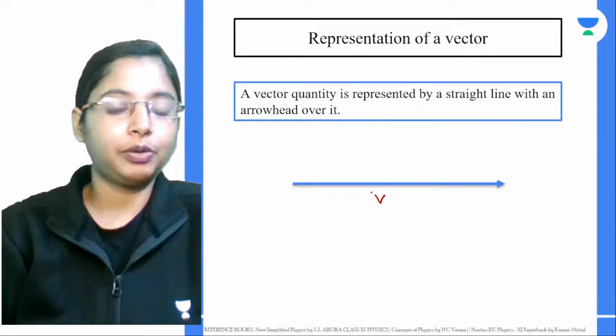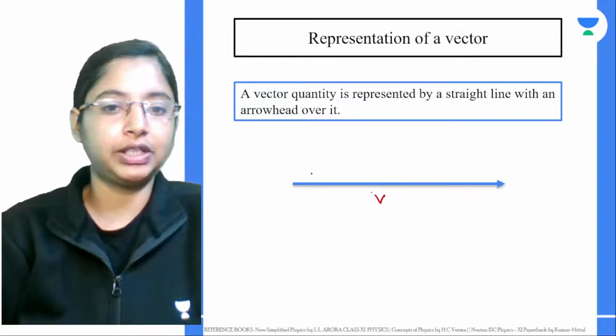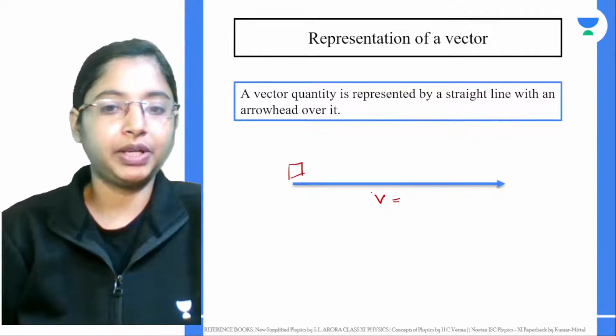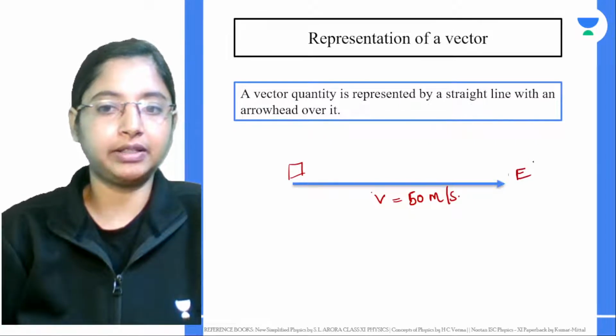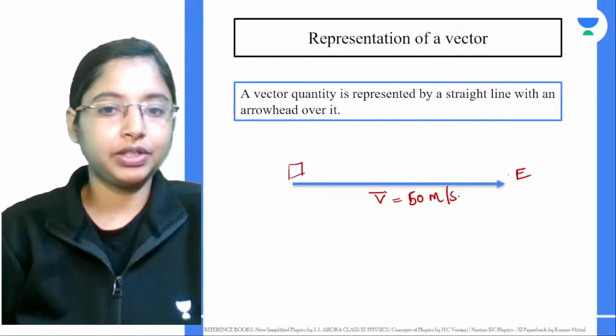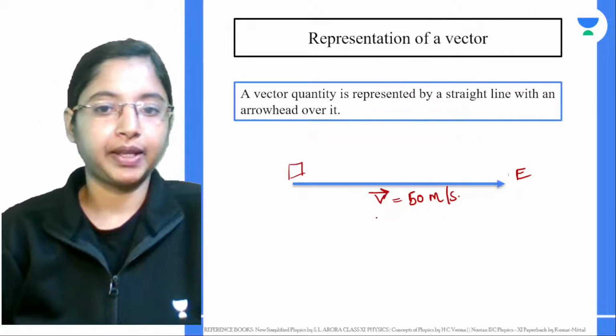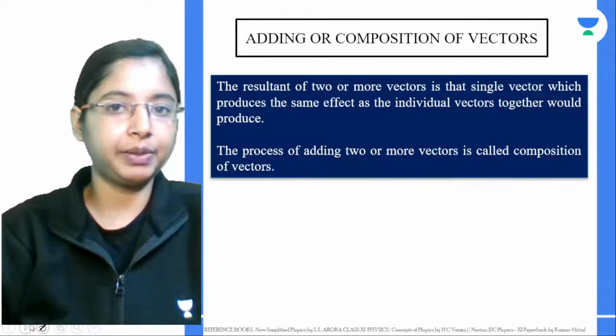So whenever you're talking about a vector, let's say this is actually giving you the direction. Let's say there is a car that is going in this particular direction with a speed of 50 meters per second. Okay, and it is going in the east direction. Then velocity is always represented with the arrowhead on top. All right, that's how we represent a velocity.